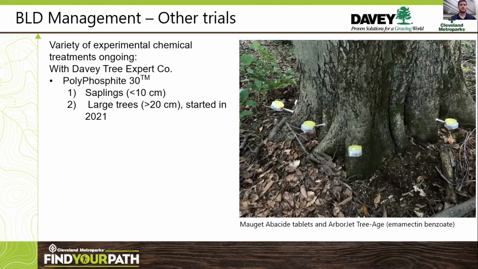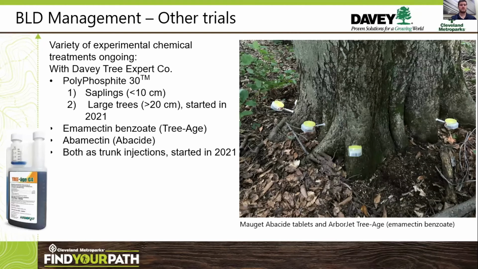Because we've had some promising results with the saplings, we've expanded to large trees in 2021. Those results are still coming in. We then expanded to trial emamectin benzoate, which is a general insecticide, as well as abamectin, or an abicide, which does have nematocidal properties. Those also started in 2021, and results are still coming in.